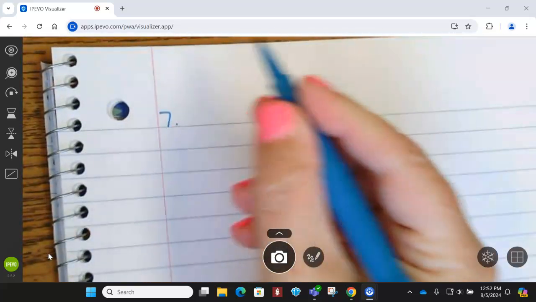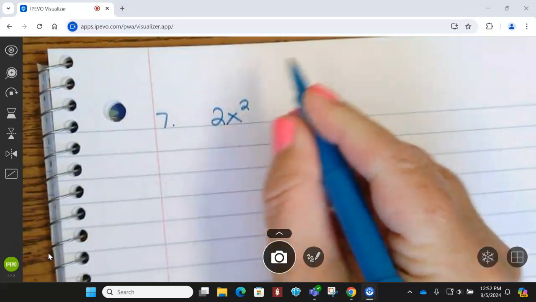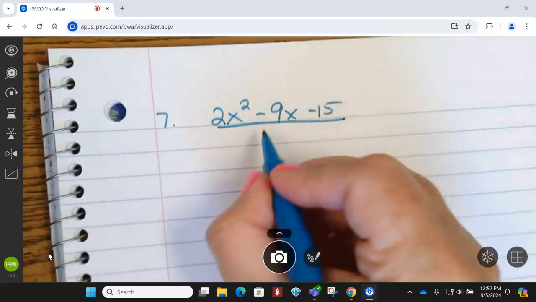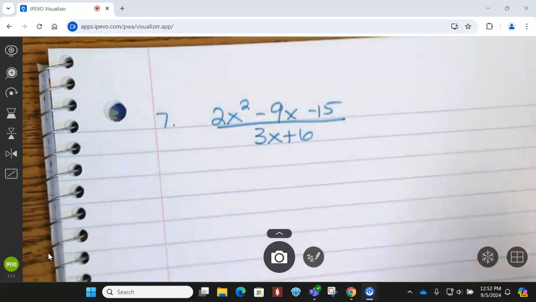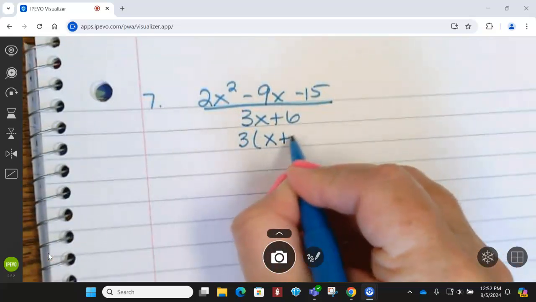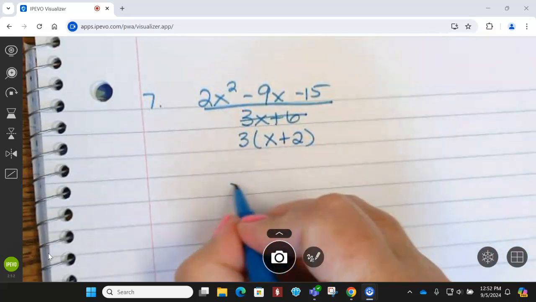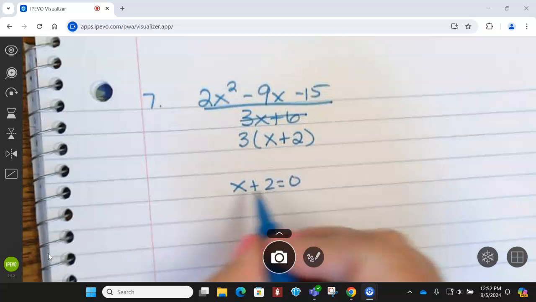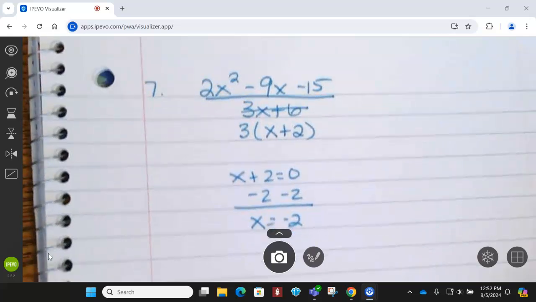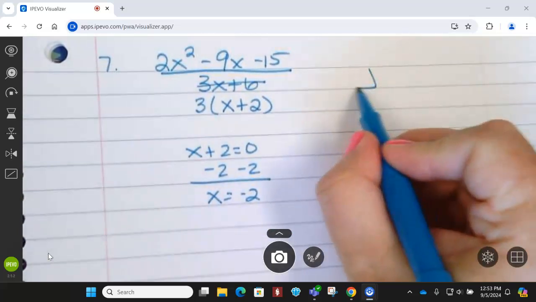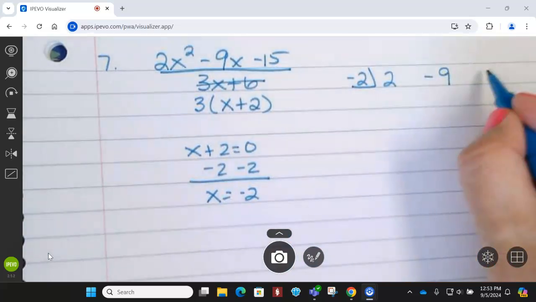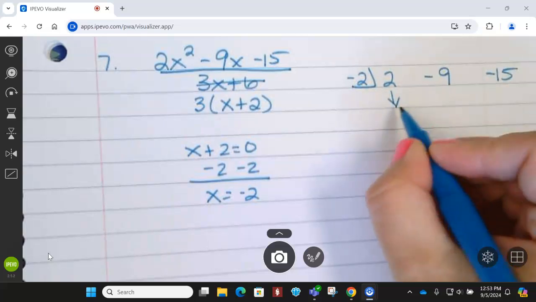So number 7, 2x squared minus 9x minus 15 all over 3x plus 6. Again, we can factor stuff out here, so take that out. We get x plus 2. So take x plus 2, set it equal to 0, and just solve. And we get x equals negative 2. I'm so sorry. Negative 2. So this would be 2, negative 9, and negative 15. We're going to bring this down.